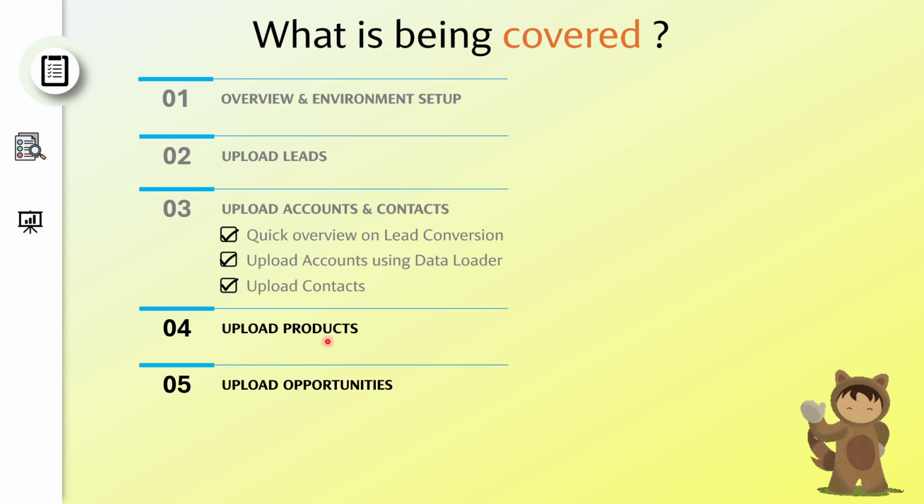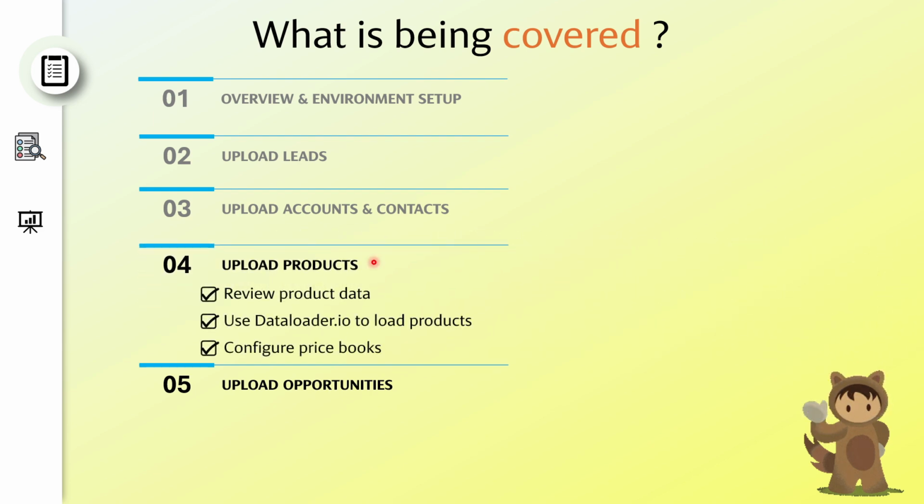So in principle, this is pretty much related to how we upload our contacts and associate with existing records, but we will be slightly enhancing this video where we'll be covering the product data that we are uploading. It's generic product data, and we'll be using dataloader.io. This is a web-based tool that will do similar functionalities of the data loader, that's the client application, and we'll configure price books.